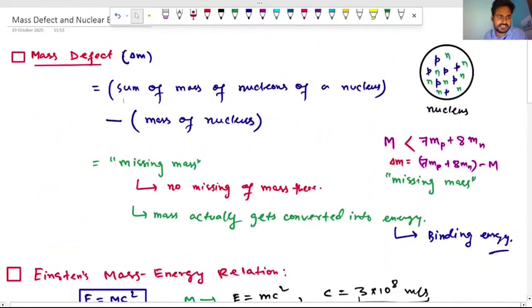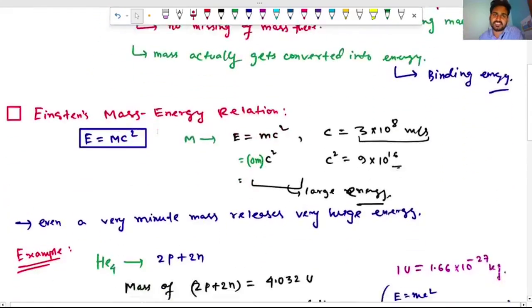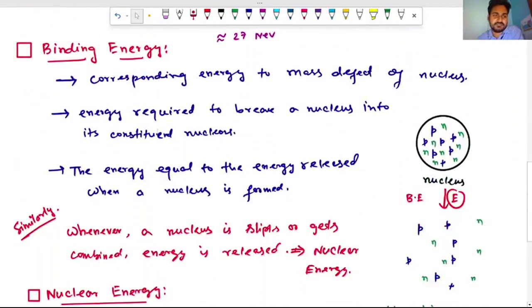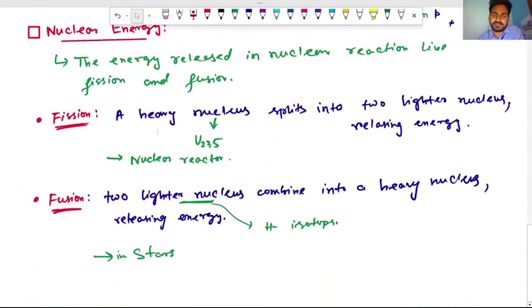So let us conclude. We started with mass defect, which is the root cause of nuclear energy: the energy of nuclear weapons, of stars, of nuclear reactors. We see that even a very minute mass can release very huge energy. Then we saw the Einstein mass-energy relation, the connection between matter and energy. And finally, binding energy and nuclear energy, as I told.